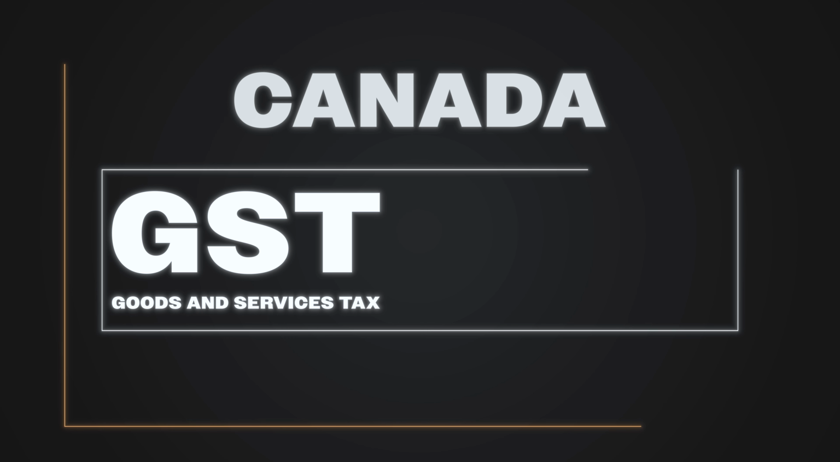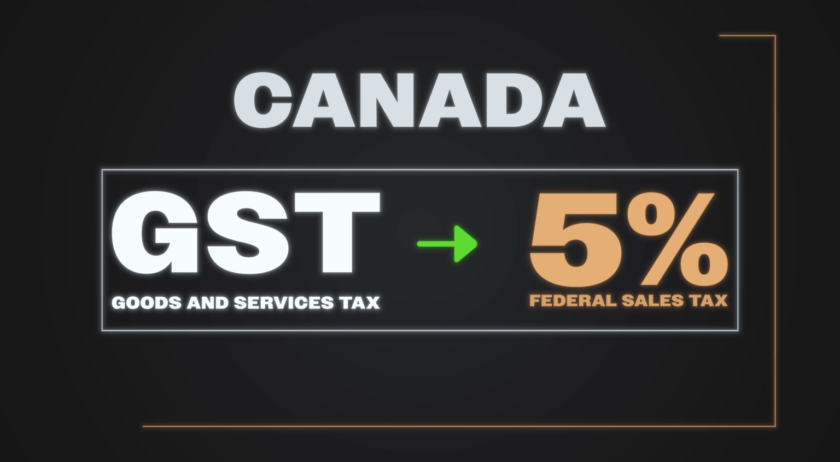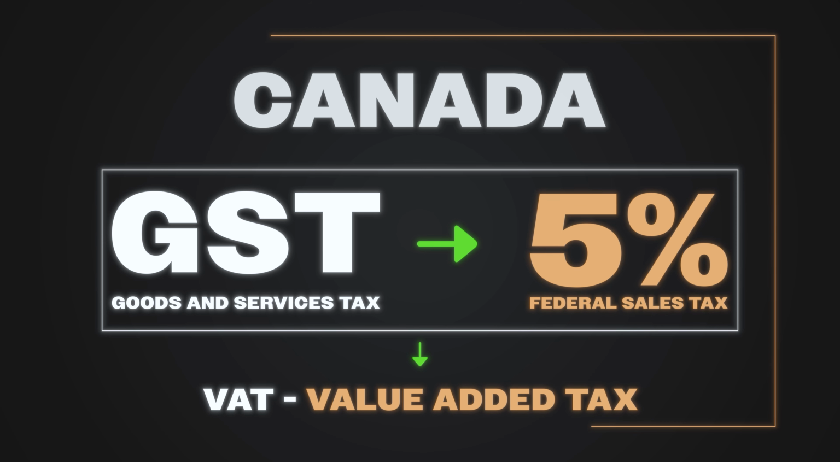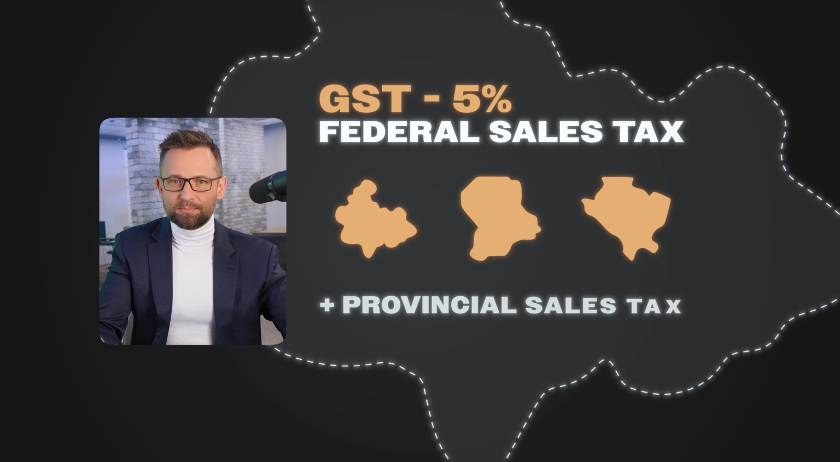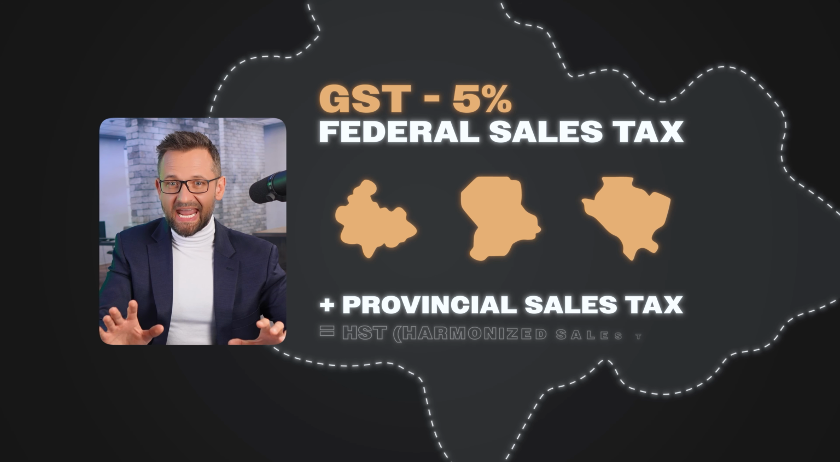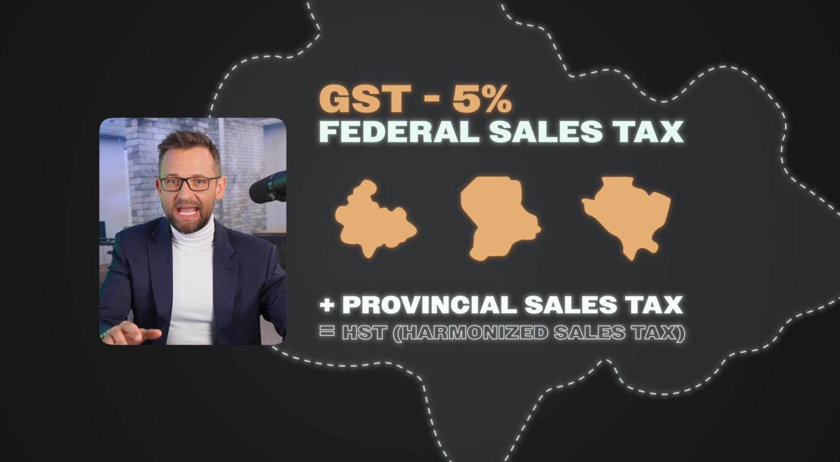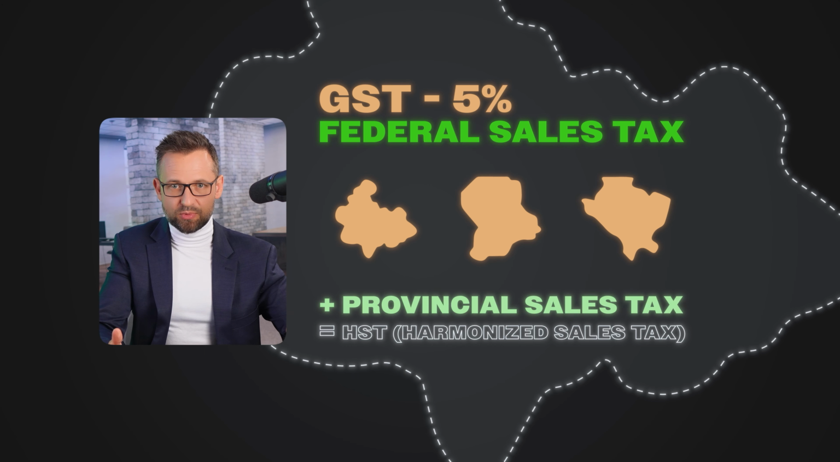Let's start with the basics because so many business owners get this wrong from day one. Canada has this thing called GST, Goods and Services Tax. It's a 5% federal sales tax similar to a value-added tax in other countries. Simple enough, right? Well, not quite. GST is a 5% federal sales tax, but in some provinces, it's combined with a provincial tax to create HST, Harmonized Sales Tax. It's the federal rate plus the provincial portion, simplified into one payment, like a combo meal at a fast food chain. Convenient, eh?